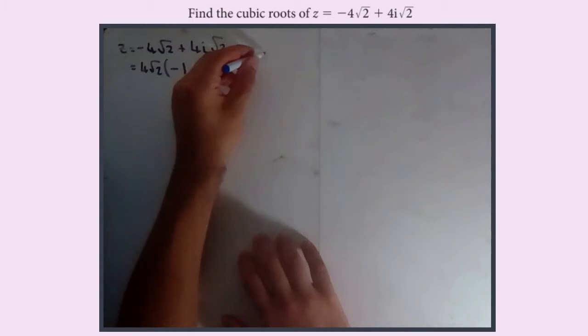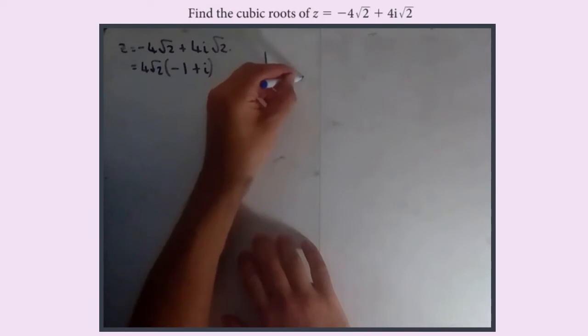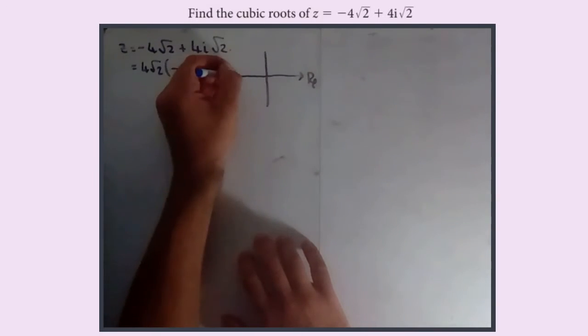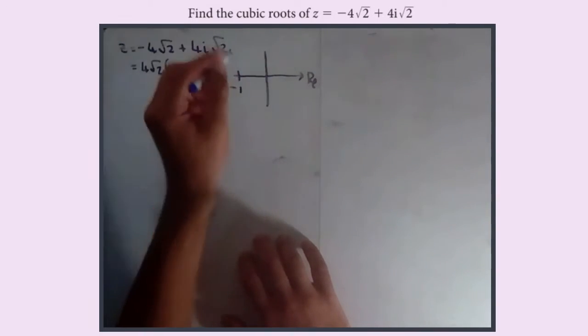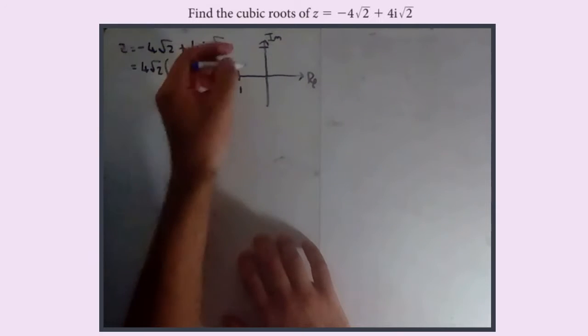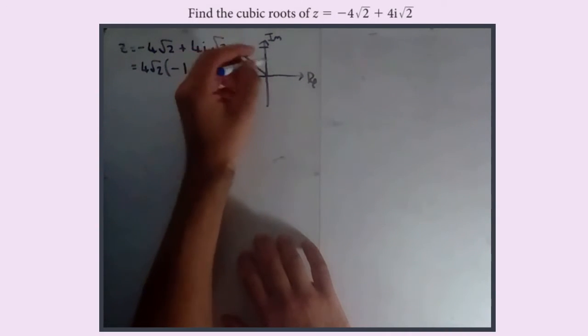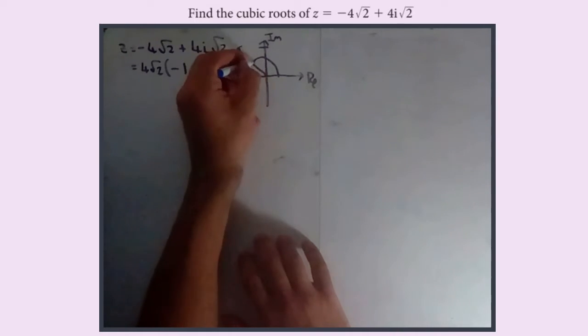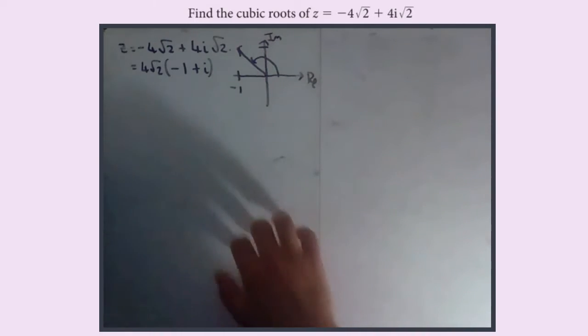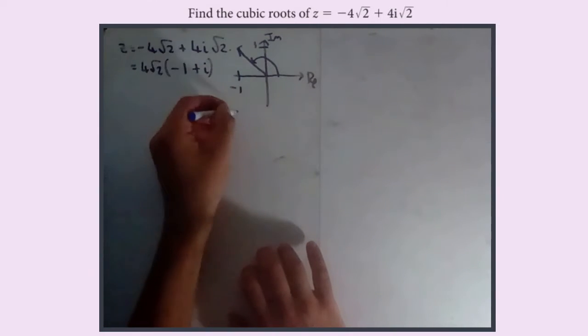If we draw a little diagram to find the argument of this, we'll just use the minus 1 plus i. The minus 1 is on the real axis, so that can be here. Minus 1, and the plus i can be up here, so 1 on the imaginary axis, over here. You can see that the angle there is 90 plus 45, which is 135 degrees.